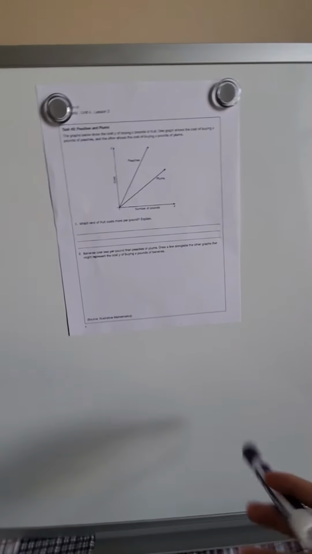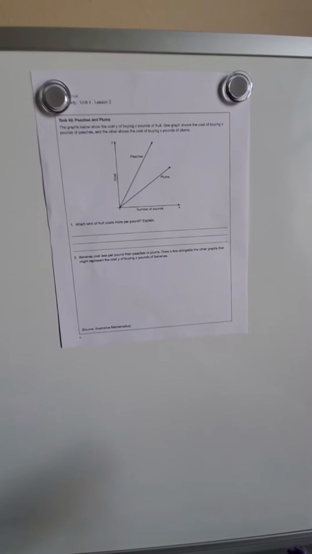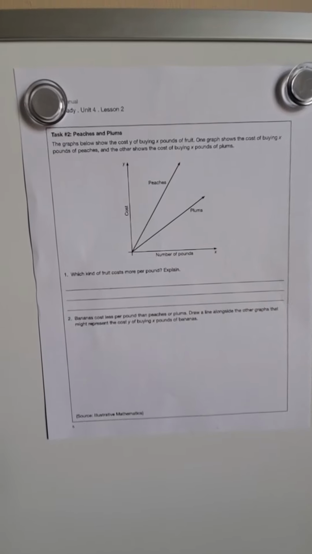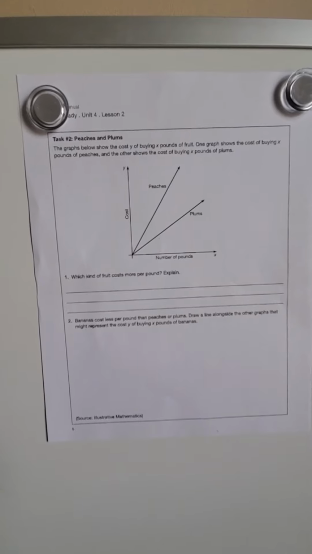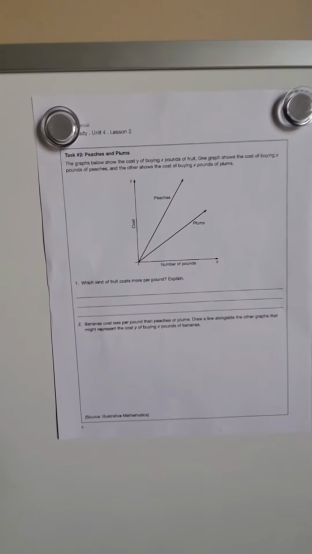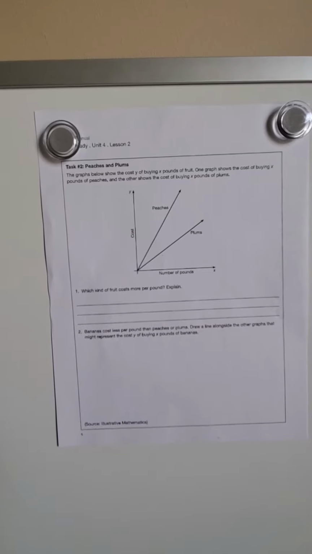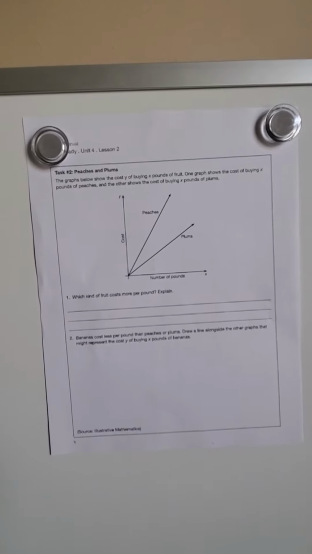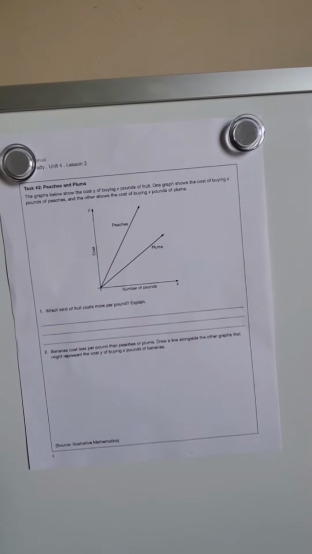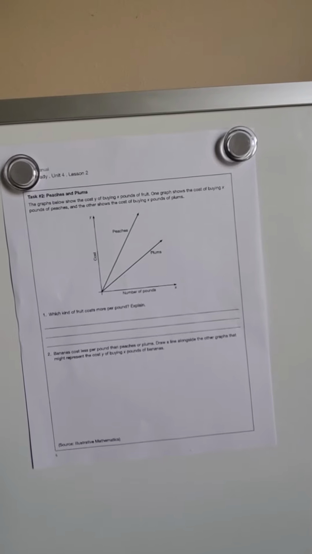Right, here we go. We're going to start on lesson 2. Task number 2, peaches and plums. If we read it, it says, the graphs below show the cost Y of buying X pounds of fruit. One graph shows the cost of buying X pounds of peaches, and the other shows the cost of buying X pounds of plums. Notice you've got your peaches here and your plums there, okay? Which kind of fruit costs more per pound?